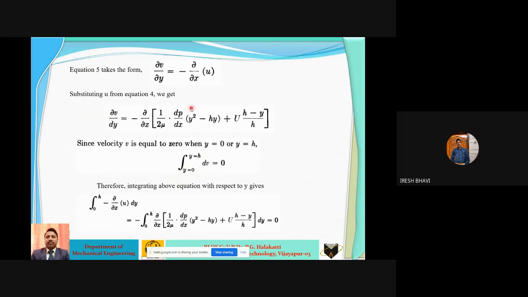dv by dy equal to d by dx plus d by dx into 1 by 2 mu dp by dx into y square minus h y. So let us substitute it here and equate it to 0. After integration, we'll get 0 to h minus d by dx of u is equal to minus of 0 to h d by dx of this quantity into dy.